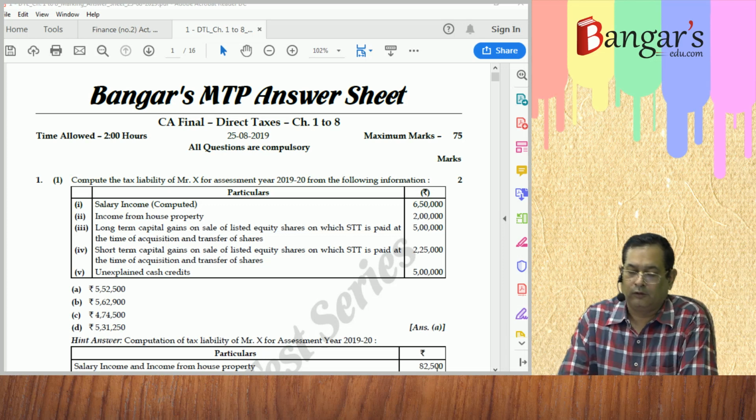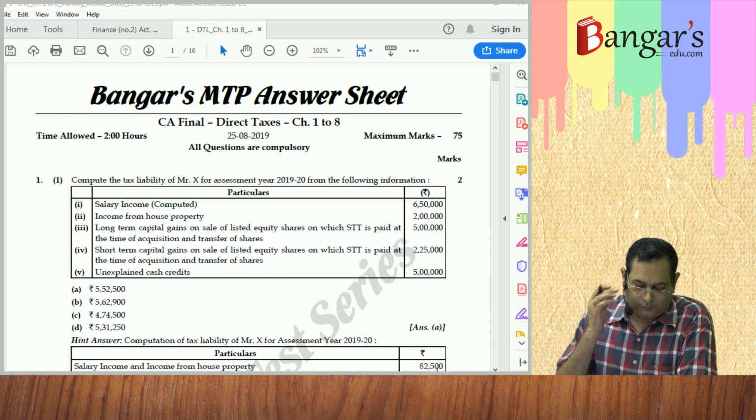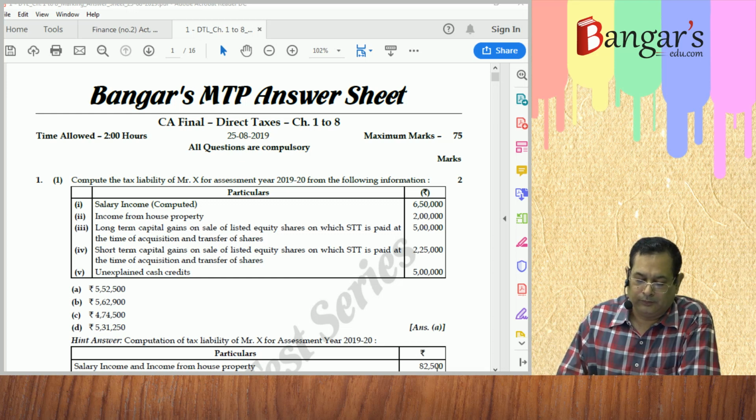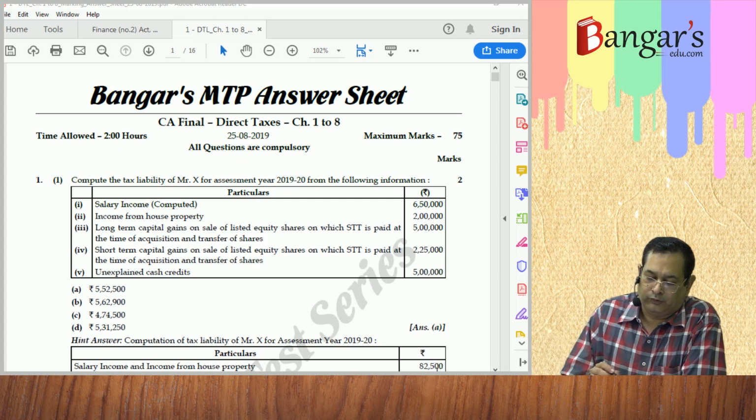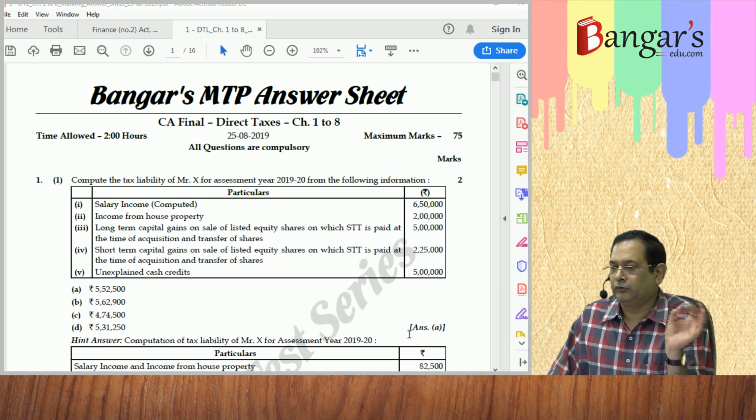Now we'll be discussing the mock test paper scheduled on 25th of August 2019. First of all, the multiple choice questions. First question was compute the tax liability of Mr. X from the information. The information was provided to you and where we have to compute the tax liability.